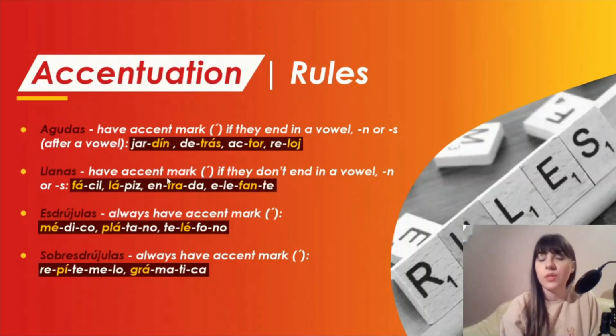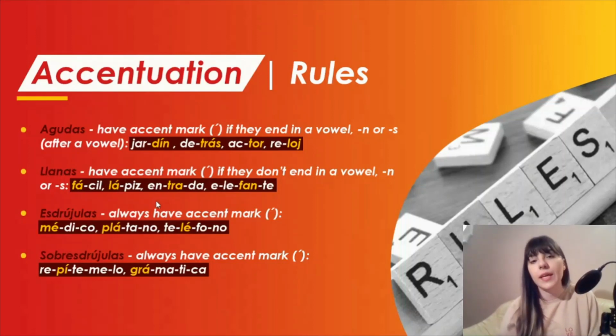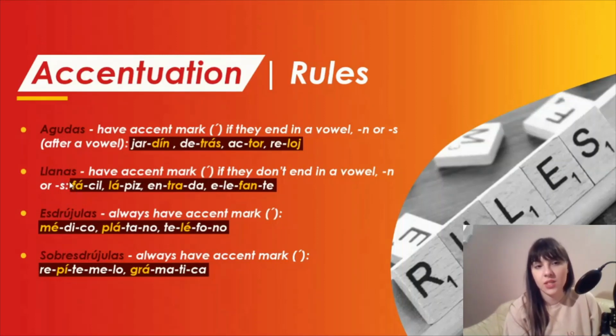We go now to llanas, and these words have an accent mark if they don't end in a vowel, n or s, so it's the opposite of agudas. Let's see the examples now. The first one is fácil. So this one belongs to llanas because the stressed syllable is the penultimate one. This word ends in a consonant which is not n or s, and it has an accent mark on the vowel.